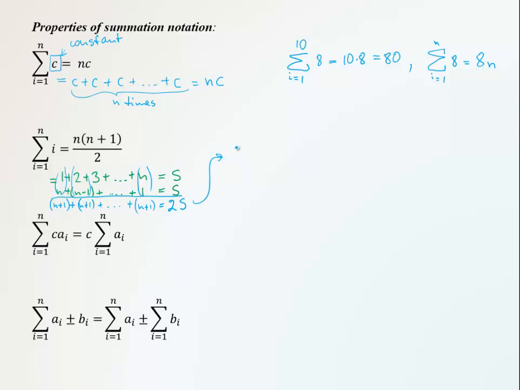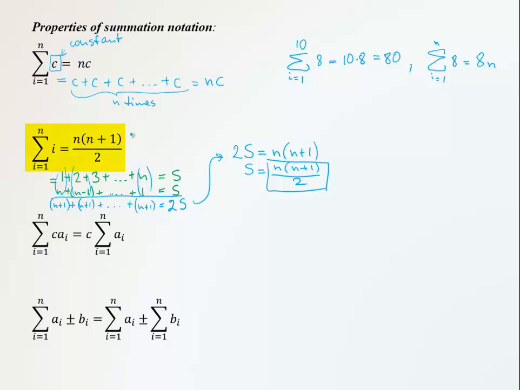So that means that 2s is equal, well, how many of those n plus 1s? The same many as many columns, but we had n columns. So we have n times n plus 1. And then when we solve for s, it's simply to divide by 2. So we have n times n plus 1 divided by 2. And that's a formula for any sum of consecutive numbers from 1 to n.